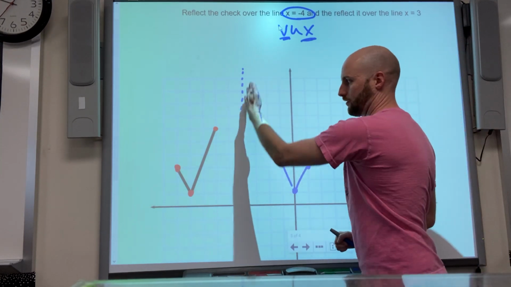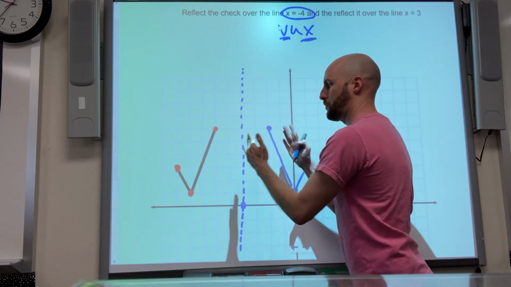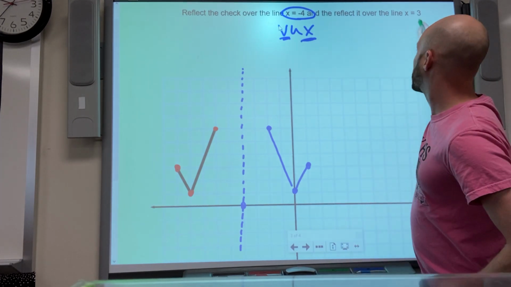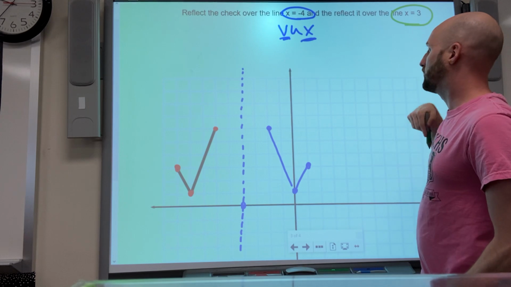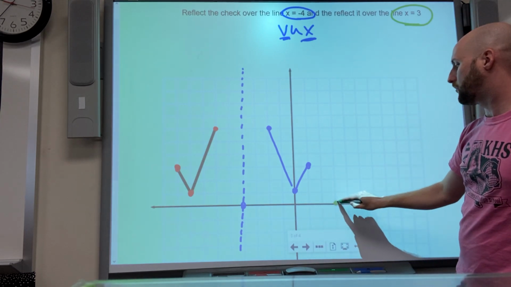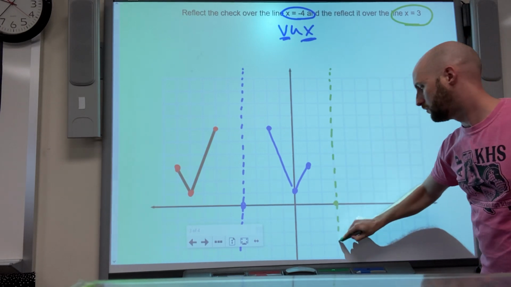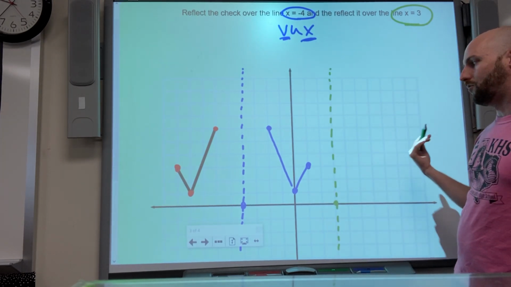You'll notice that this is like that fold line, that if I were to fold this paper in half, it perfectly matches up. Now they want me to reflect over another vertical line of x equals 3. So we're going to +3 and drawing that vertical transformation. So here we go.